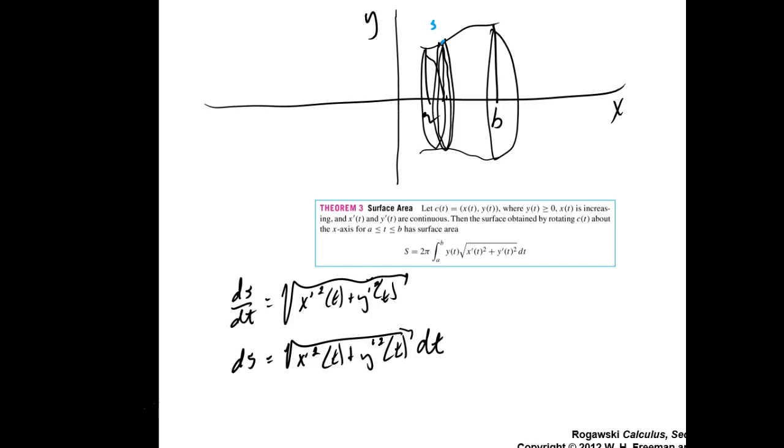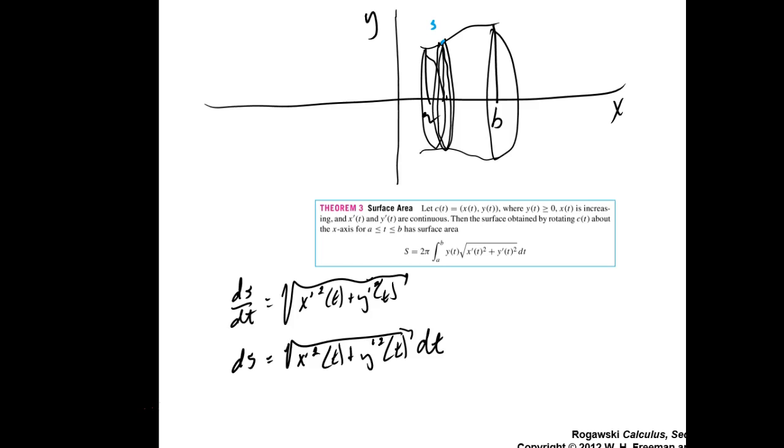You've got a circumference of 2 pi y of t, where y of t is the radius, so 2 pi r is your circumference, times your incremental ds, and that incremental ds is your speed times your time. That gives you your displacement. I don't know if that's helpful, but I don't like memorizing formulas, so I like to think through what they mean. So let's do example 6.